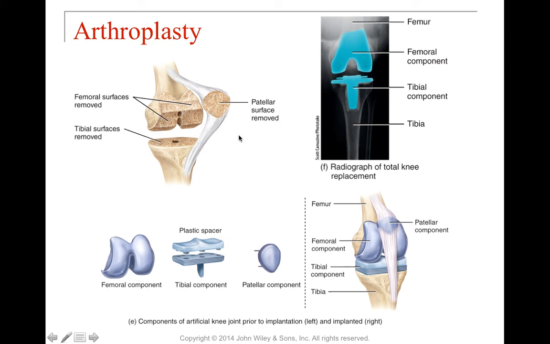They're going to try to save as many of the ligaments as possible if they can, and just replace the kneecap with the patellar component. The femoral component will be replacing the femoral surface, and the tibial surface will be replaced by this tibial component. And so this is what it looks like when it is implanted, as opposed to what it looks like when we have it in pieces.